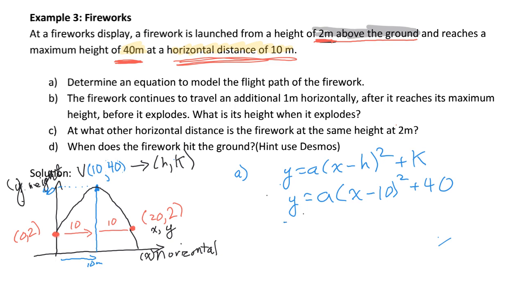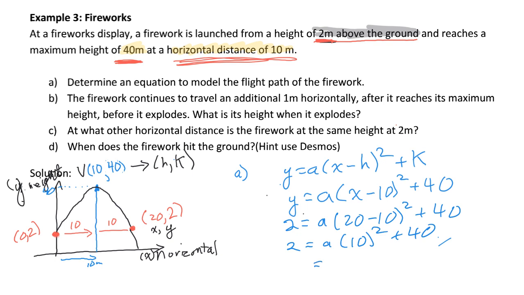So now this is 2 equals a times (20 minus 10) squared plus 40. And now, once we've got that, we simplify. So this is 2 equals a times 10 squared plus 40. 10 squared is 100, so this value turns into 100a, and then we just bring the rest of that work down.